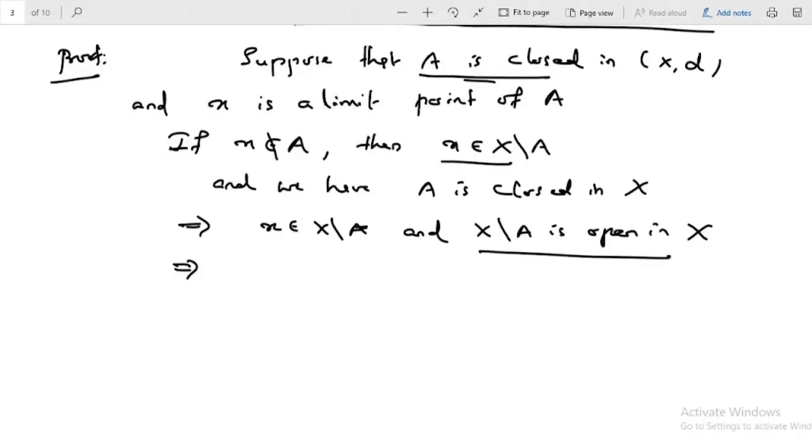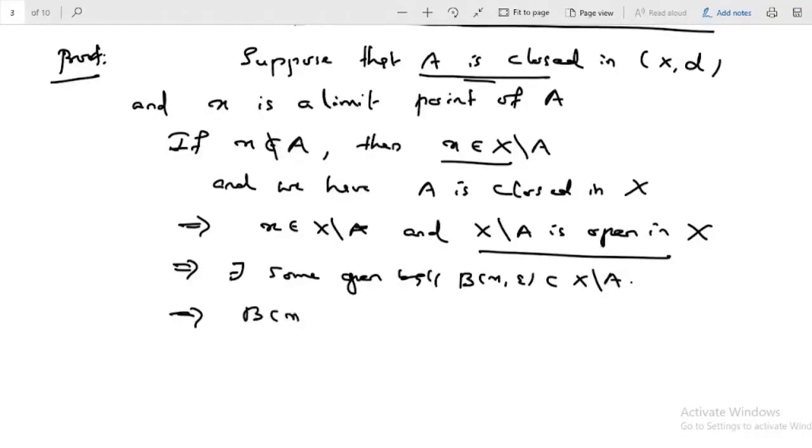Okay. So, X difference A is an open set, that implies X difference A contains an open ball centered at x. And there exists some open ball centered at x, which is a subset of X difference A. That is, there exists some open ball B(x, epsilon) subset of X difference A. This means this B(x, epsilon) does not intersect with A, because B(x, epsilon) is fully contained in X difference A.